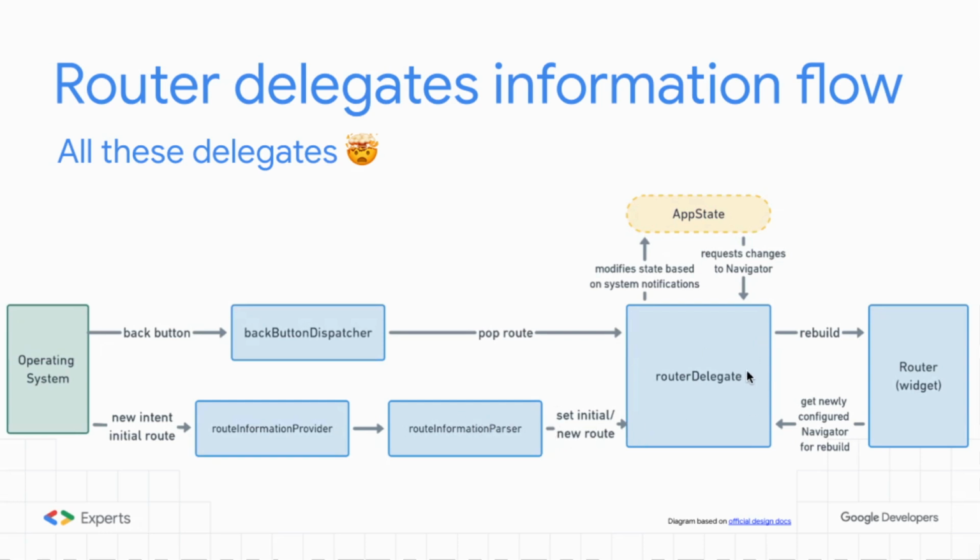And then you need to notify your router delegate about this change. And the same thing happens. So app state is notified. App state determines whether it needs to change something in its state, and it rebuilds the router. So this circle of navigation or circle of life is something that is really important to understand new router.